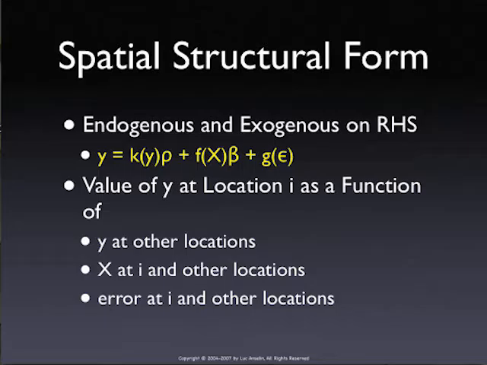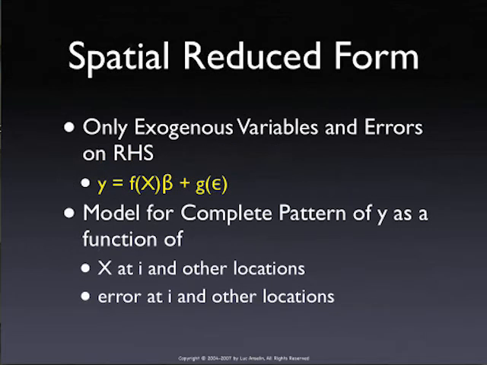So the value of y at a given location is a function of y at other locations, x at that and other locations, and the error at that and other locations. So it's a perfectly general way of thinking about this. This is not necessarily operational, it's conceptual. So then we solve it, and the solution is the reduced form. So the reduced form is something where we no longer have the original specification, but we get all the y's on one side, and then the x's and the error terms on the other side.